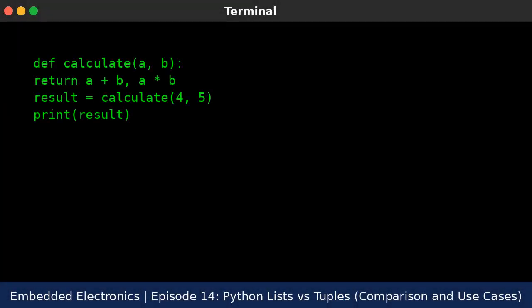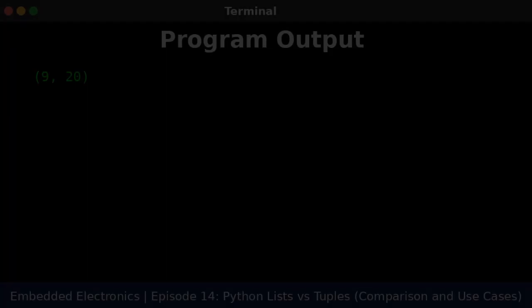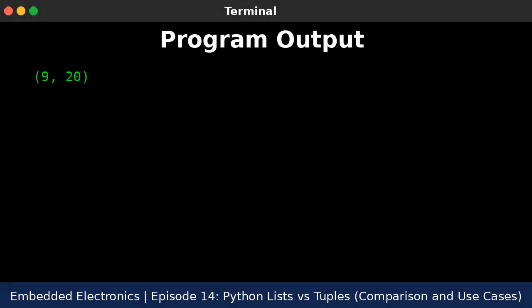This example demonstrates how a function can return multiple values using a tuple. The output of example 4, returning multiple values using tuples, is as follows: 9, 20.